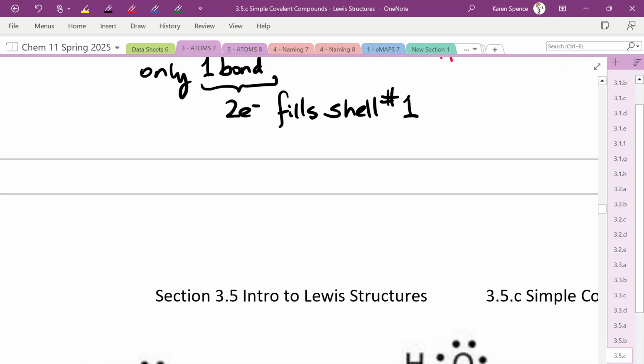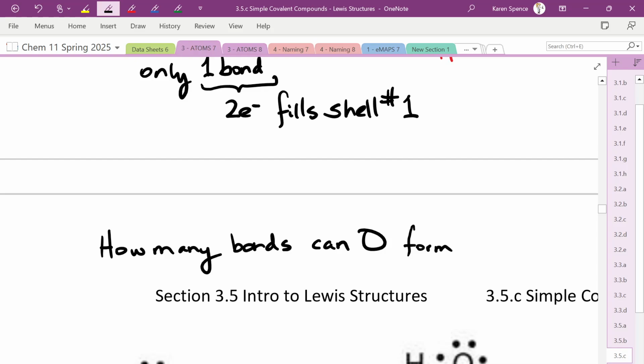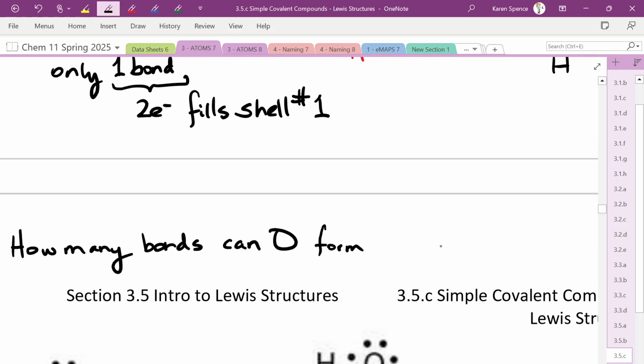All right. How many bonds can oxygen form? Let's try that. I'll go on to the next page. How many bonds can oxygen form? Remember, we have a gap here and we have a gap here. Chat with your neighbor about that.